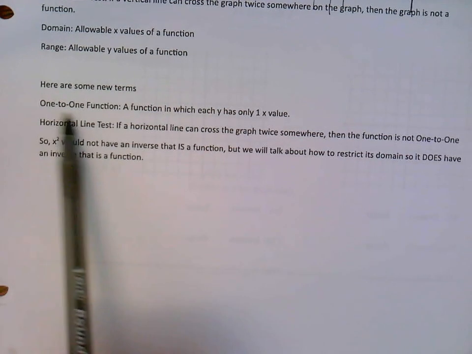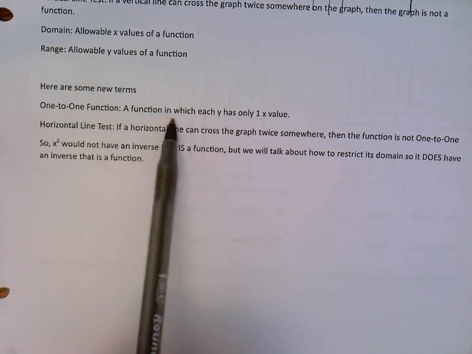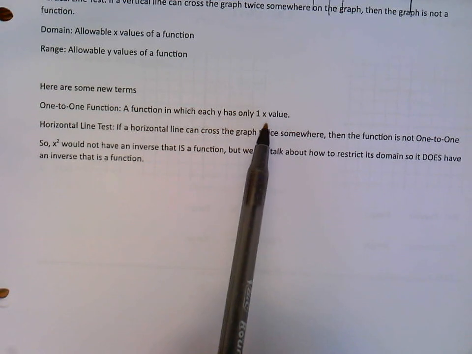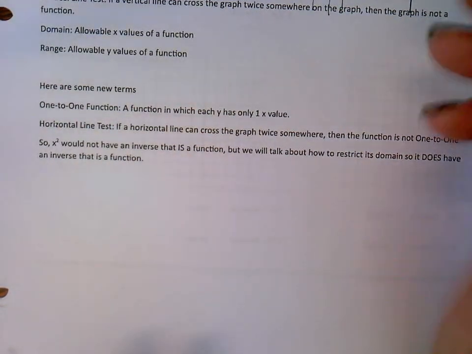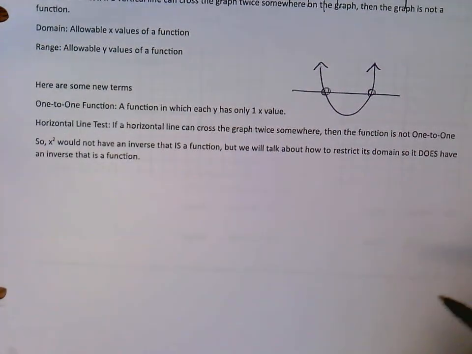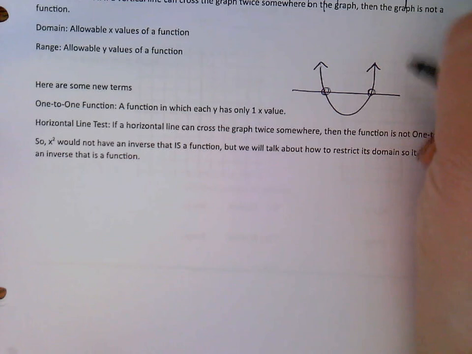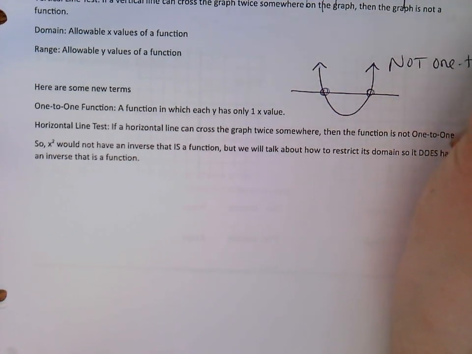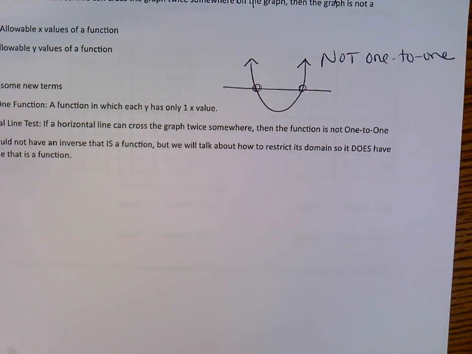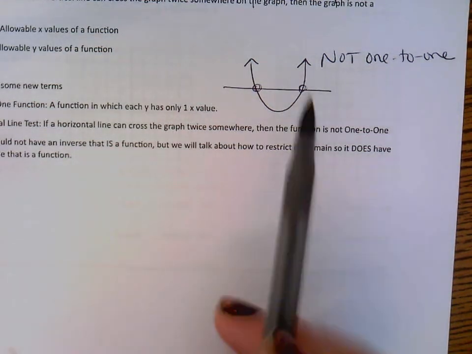So a one-to-one function is a function in which each y can only have one x. Now, our friend the parabola is going to fail the horizontal line test. It gets hit twice, so it is not one-to-one. So not 1 to 1. The important thing there is a parabola doesn't have an inverse. There is an inverse for a quadratic if we restrict the domain, but the whole function itself does not have an inverse. It failed the horizontal line test.